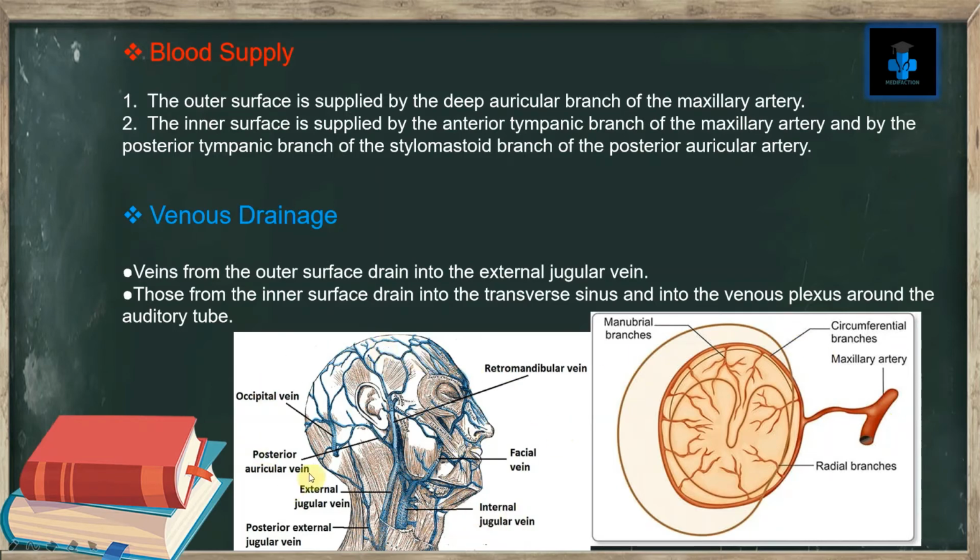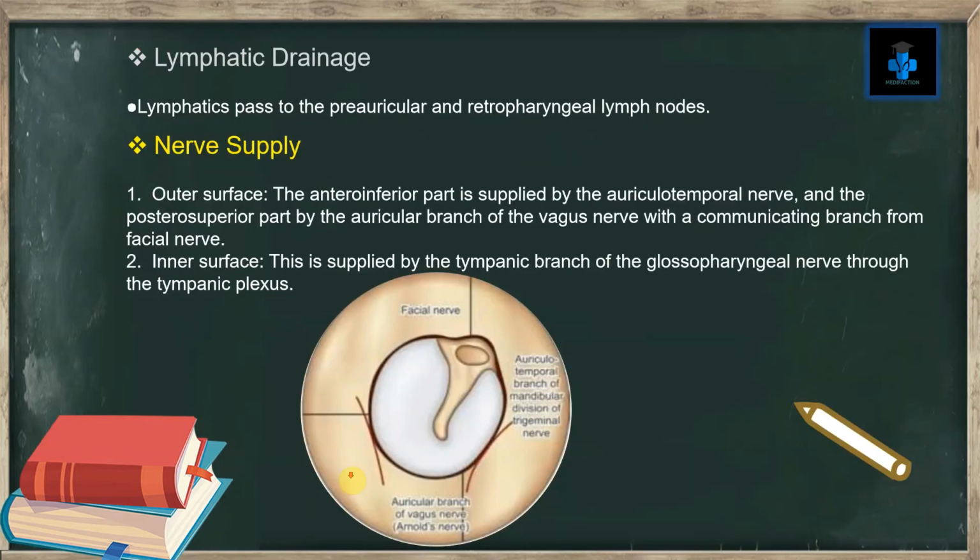Now, venous drainage. Veins from the outer surface drain into the external jugular vein. This is the external jugular vein. Those from the inner surface drain into the transverse sinus and into the venous plexus around the auditory tube. Lymphatic drainage. Lymphatics pass to the preauricular and retropharyngeal lymph nodes.